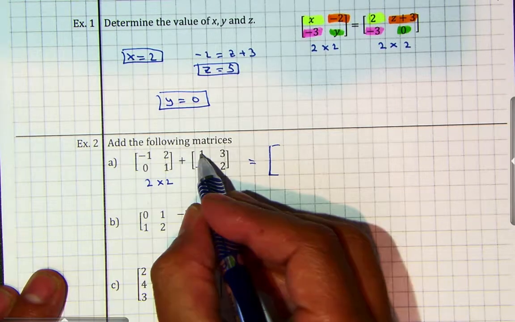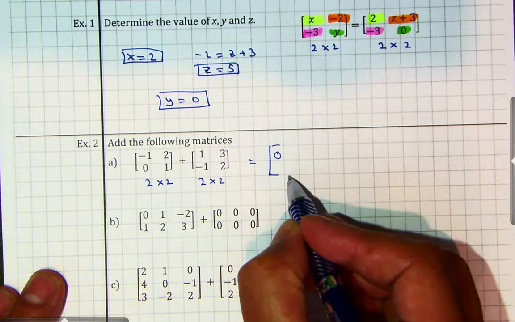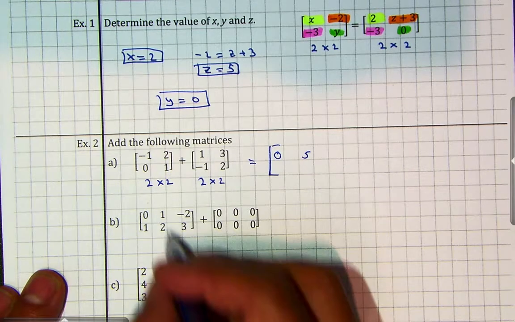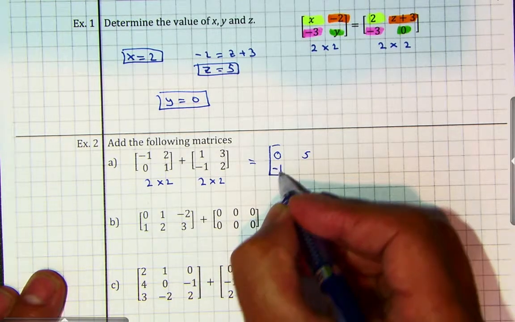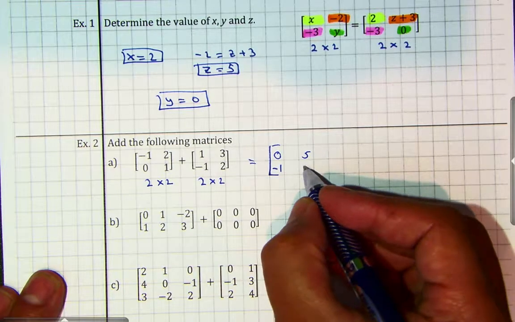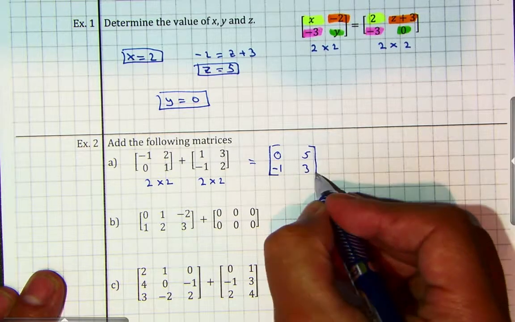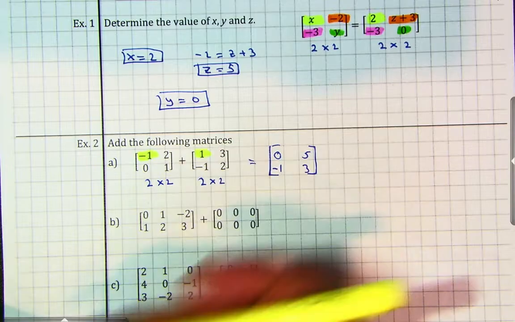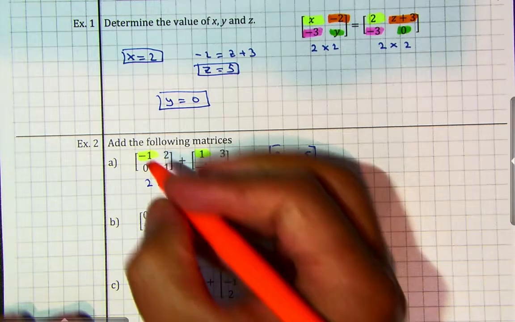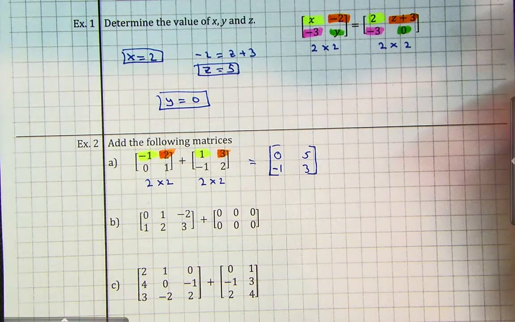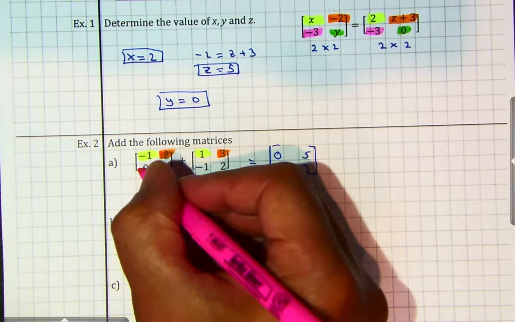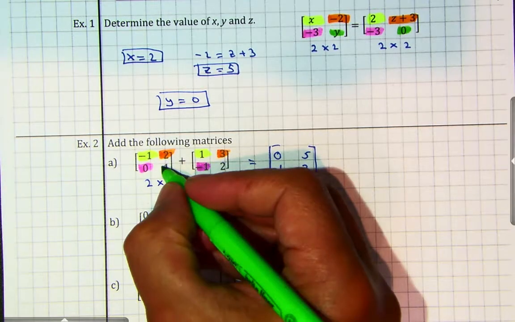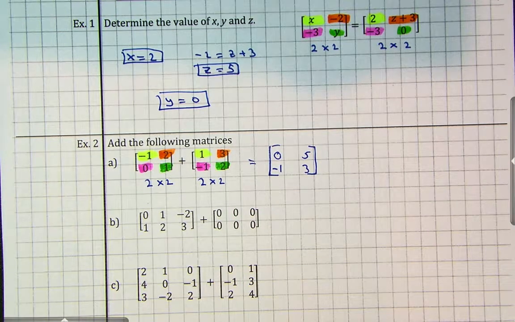So it'll be negative 1 plus 1 gives me 0. I'm going to place an empty column, 2 plus 3 will give me 5, so it'll be easier to read. 0 plus negative 1 is negative 1, and 1 plus 2 will give me 3. So therefore, we're basically just adding the corresponding entries: the negative 1 with the 1, we're adding the 2 with the 3, we add the 0 with the negative 1, and lastly, we add the 1 with the 2. And that's why they need to have the same dimension.